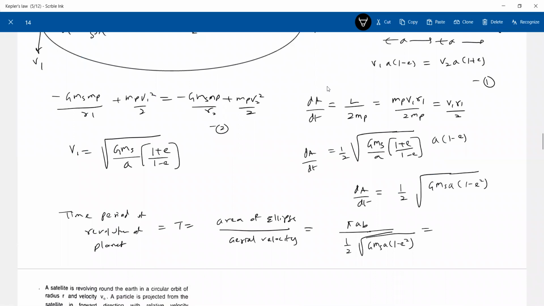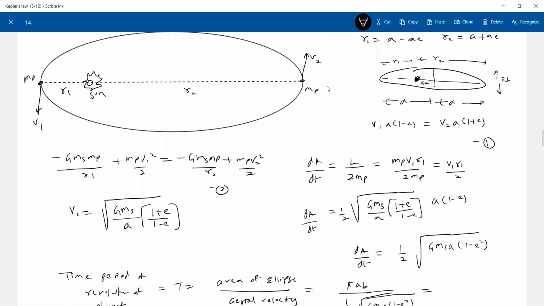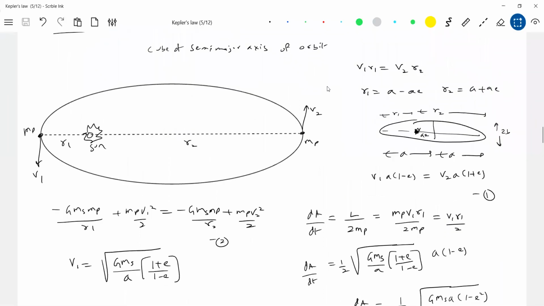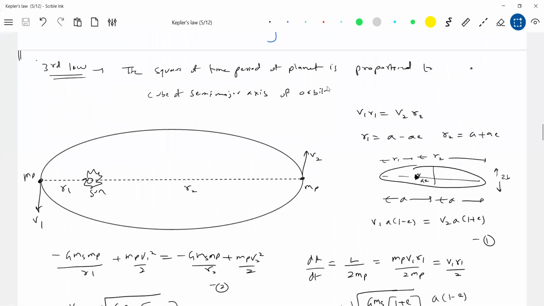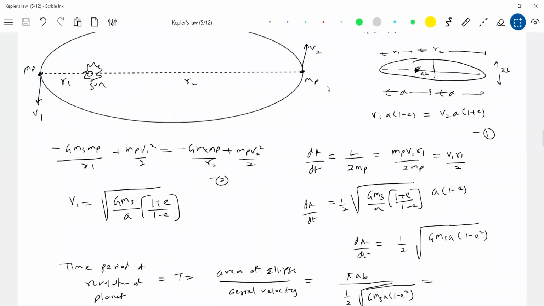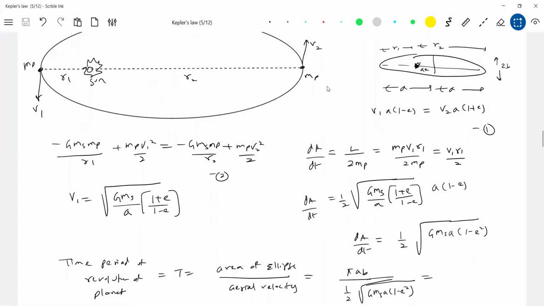Somewhere here, copy. Where did it go? Not visible, huh? Okay, I'll write it down, no problem.